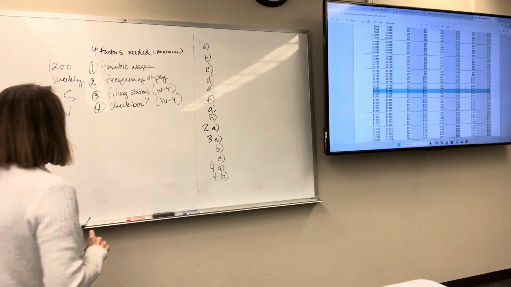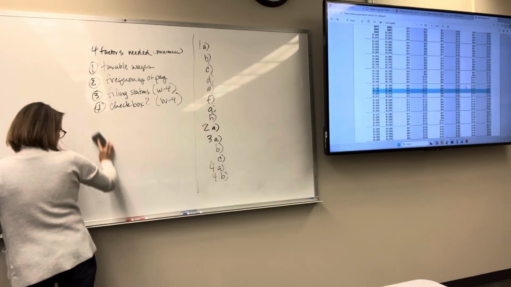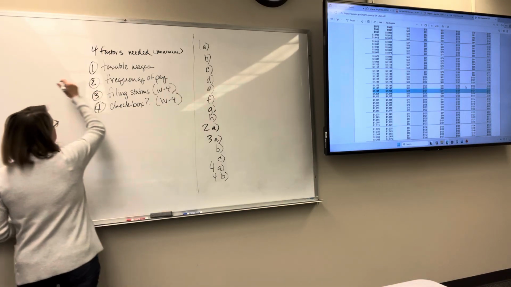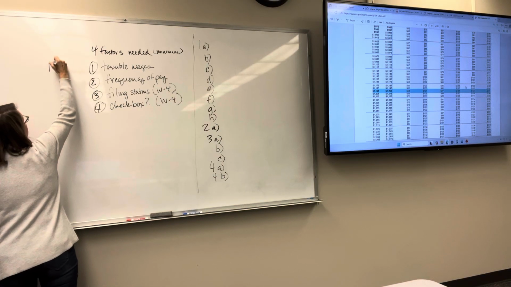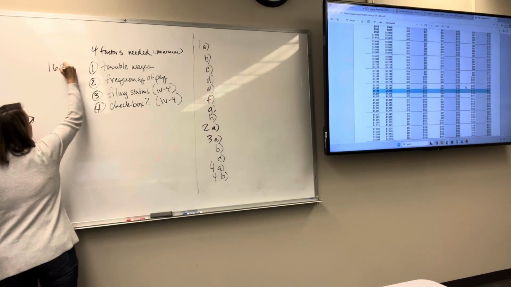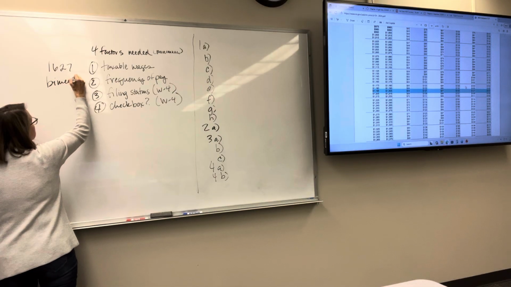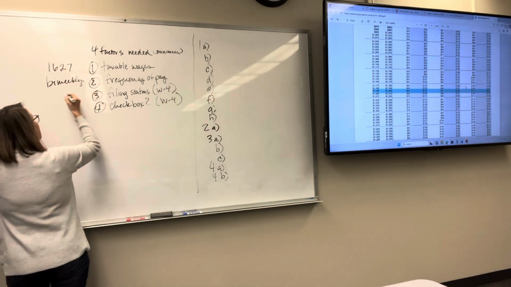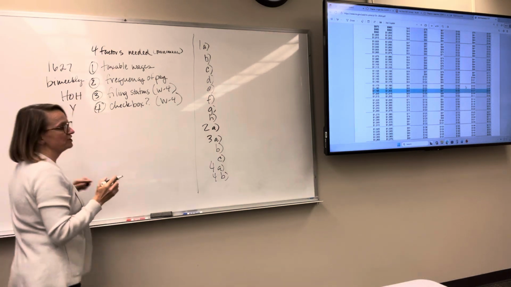Let's do another one. Let's say we've got somebody, taxable wages are $1,627. They're paid bi-weekly. Filing status is head of household. And the checkbox is checked.